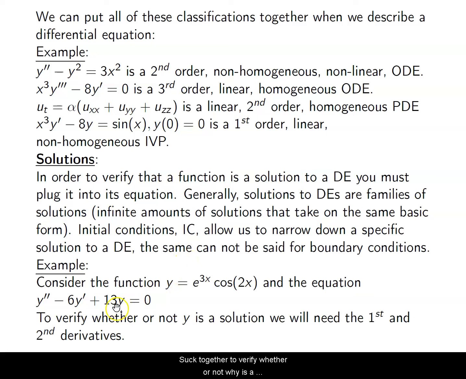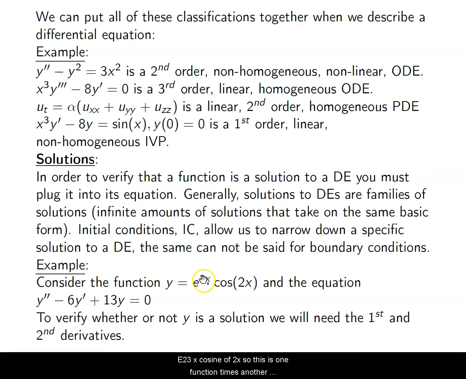So to verify whether or not y is a solution, we're going to need the first and second derivatives, as I said before. So it's e to the 3x cosine of 2x. So this is one function times another function. So we're going to use the product rule. Hopefully you guys have reviewed a little bit as we go through this.